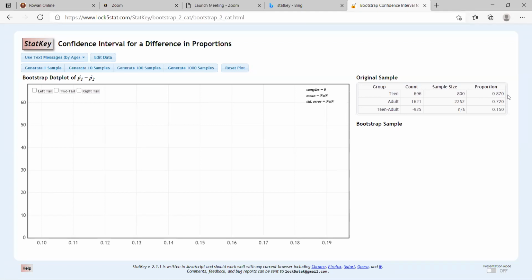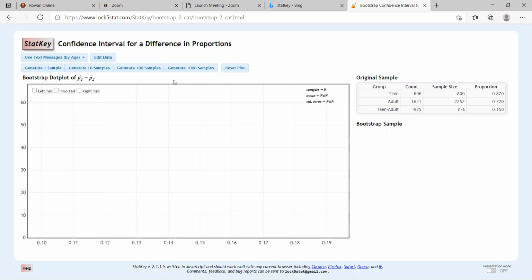So if we took the difference between these two, if we said teen minus adult, in other words, the teen proportion comes first, then the adult, then 0.87 minus 0.72 is 0.15. This means that 15% more teens said yes than adults to this question. Okay? If we're looking strictly at percentages here.